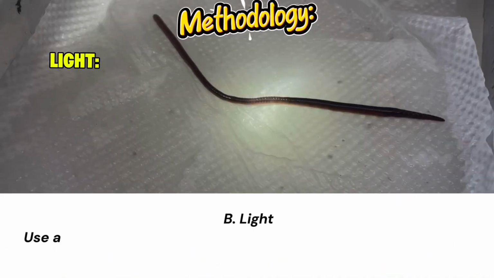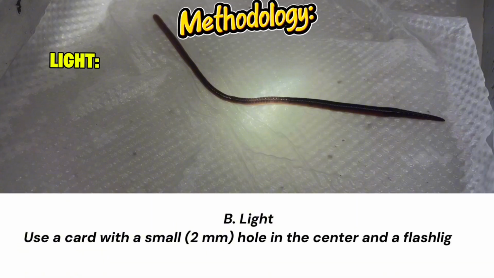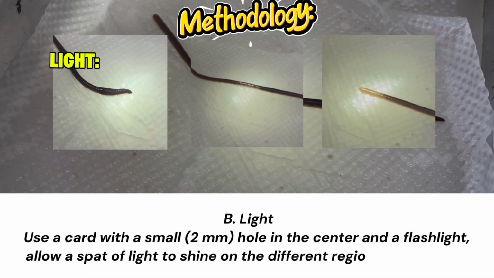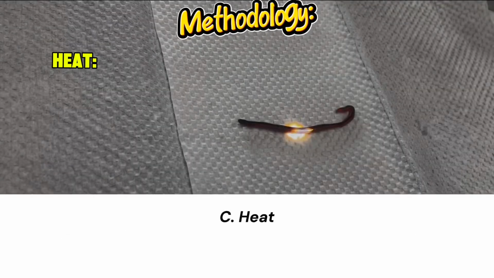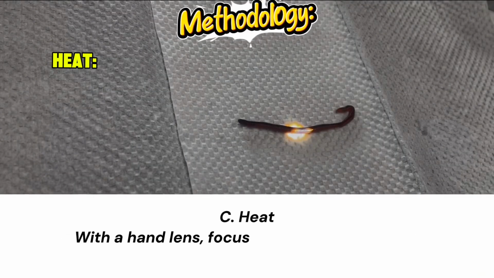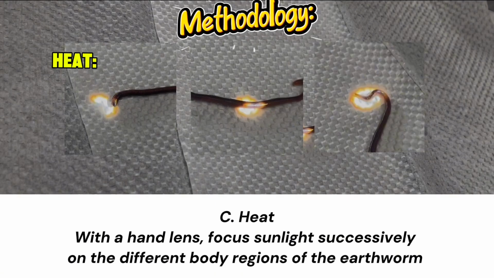To test its reaction to light stimulus, use a card with a small 2mm hole in the center and a flashlight. Allow a spot of light to shine on different regions of the worm. You hold the light. On the other hand, to test its reaction to heat, with the hand lens, focus sunlight successively on different body regions of the earthworm. Ouch, it's hot!